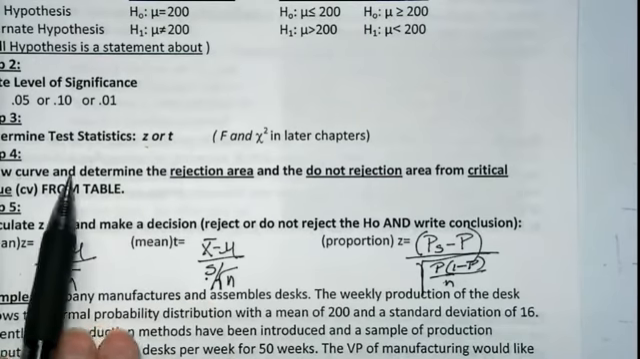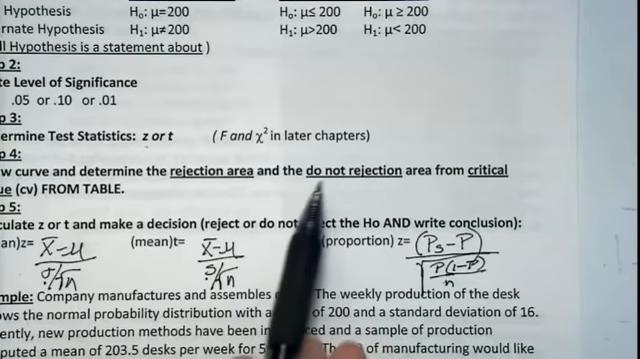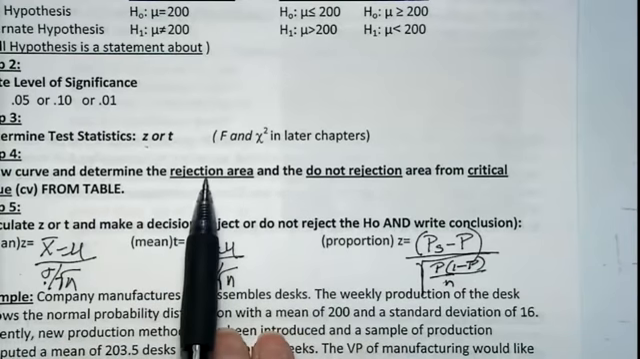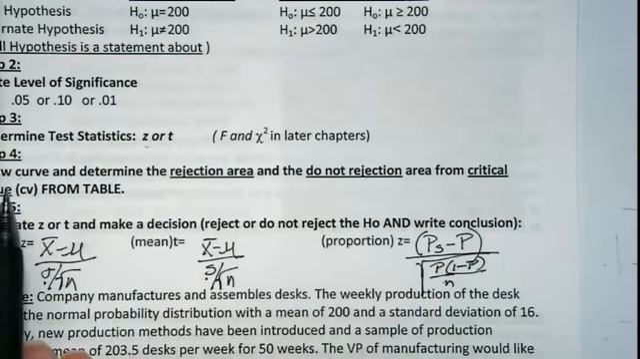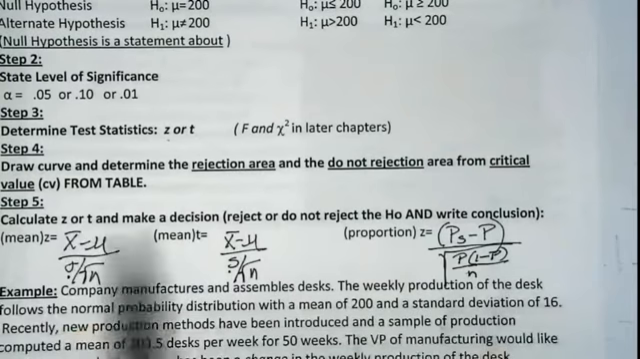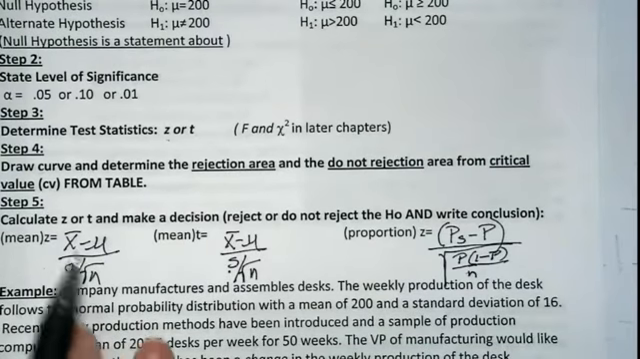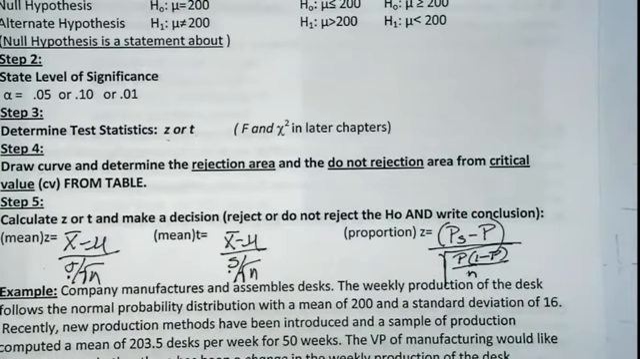Step 4. We are going to draw the curve, and we are going to identify the rejection or the do not rejection area from the critical value. The book calls it the decision rule or the critical value. Step 5 is we're going to use one of these formulas in a calculation, and then we're going to plot it on this curve that we've drawn.